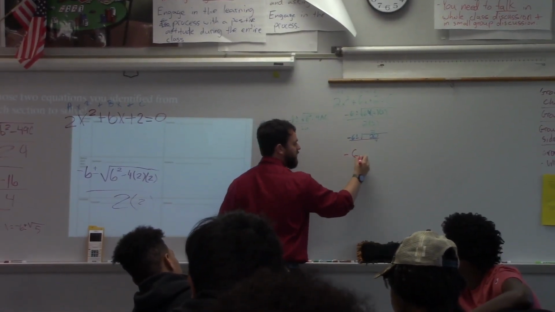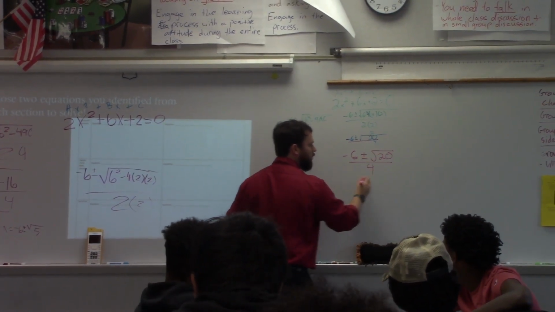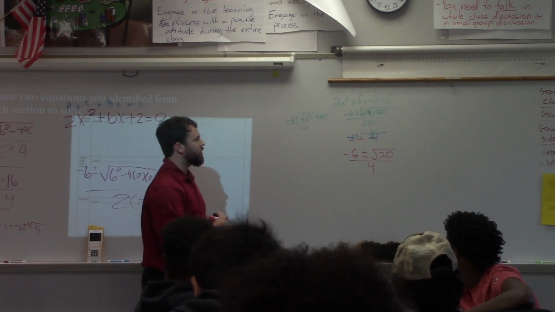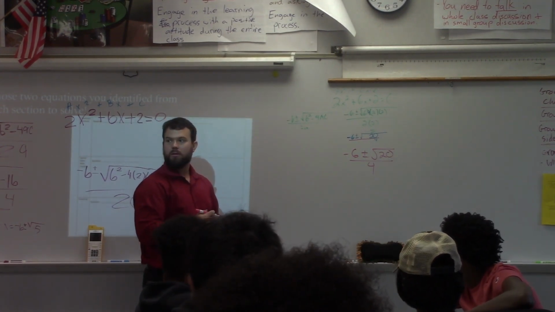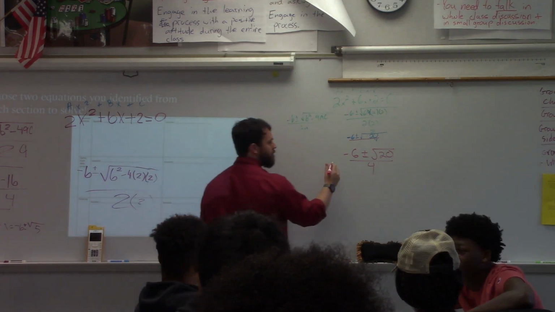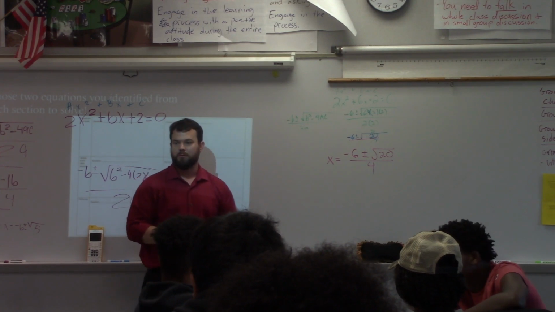So, negative 6 plus or minus the square root of 20 divided by 4. That's a decent place to start. Now, what am I still missing from that for sure? X equals. X equals, okay? I need that. I need that x equals.